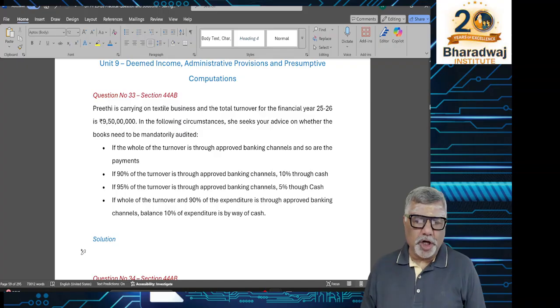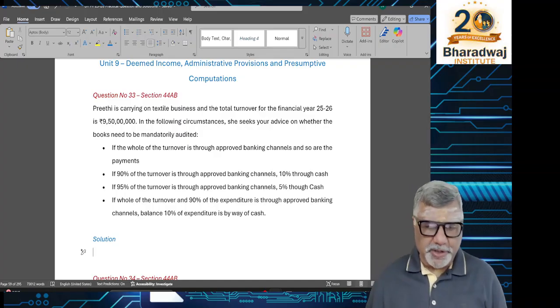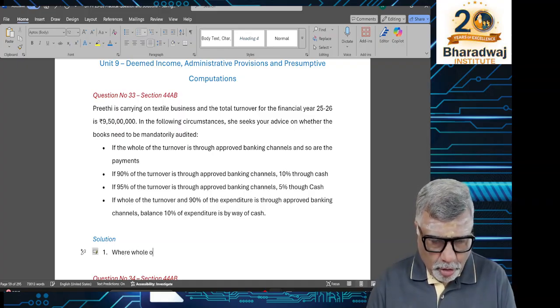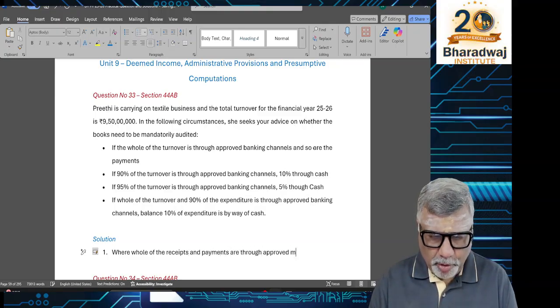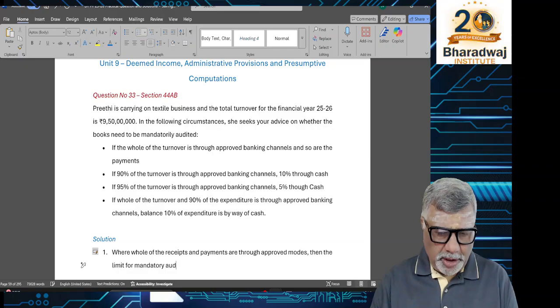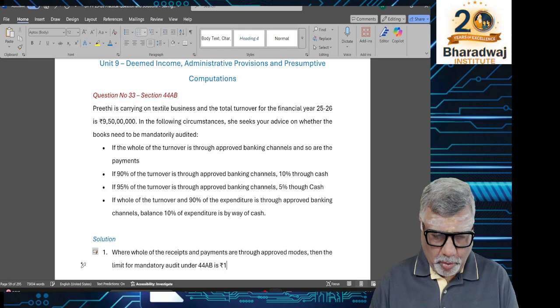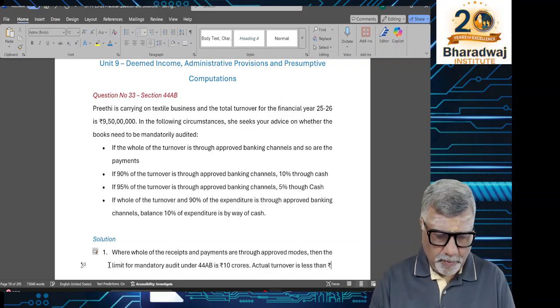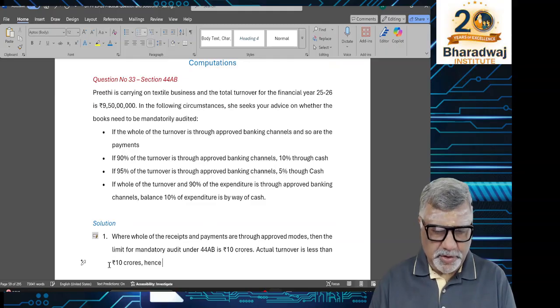If the whole of the turnover is through approved banking channel and so are the payments, where whole of the receipts and payments are through approved modes, then the limit for mandatory audit under 44AB is 10 crores. Actual turnover is less than 10 crores. Hence, audit is not mandatory.